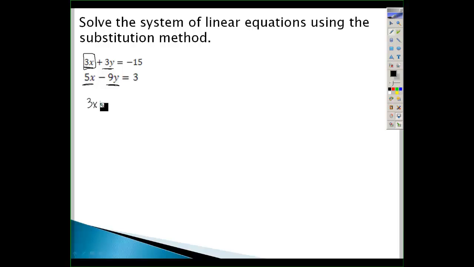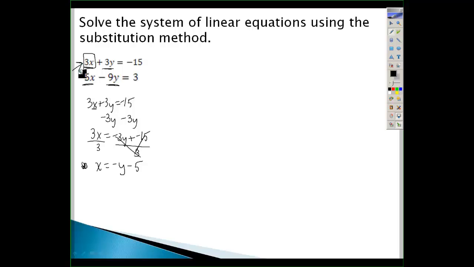I'm going to say, okay, 3x plus 3y equals negative 15. So if I want to solve for x, I need to subtract 3y. 3x equals negative 3y plus negative 15, or minus 15, either way. And I'm going to divide by 3 on both sides. So x must equal, once again, you have to divide both parts, negative y. Instead of plus negative 5, I'm just going to say minus 5. So this is my key right here. I need this. I know that x equals negative y minus 5.